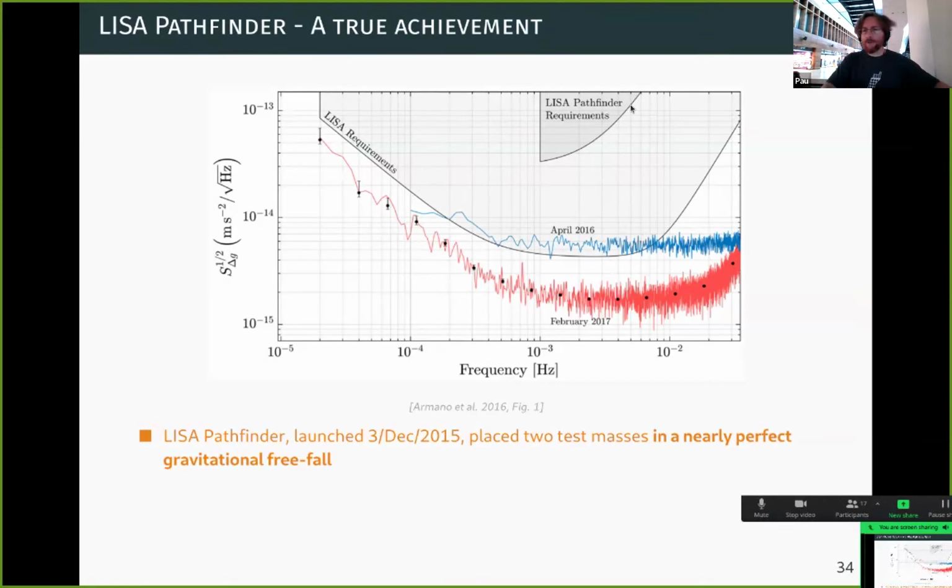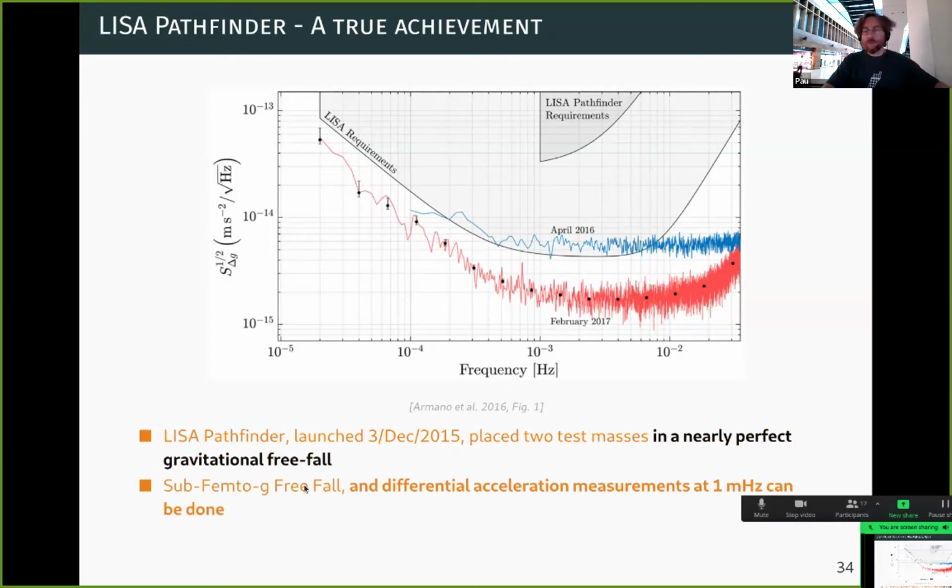So well below the requirements. And a few months later, in February 2017, depending on the range of frequency that you're talking about, they were about 2 orders of magnitude, so a factor of 100, better than required. So this was impressive. By the way, you are doing here sub-femto g experiments, which is impressive.